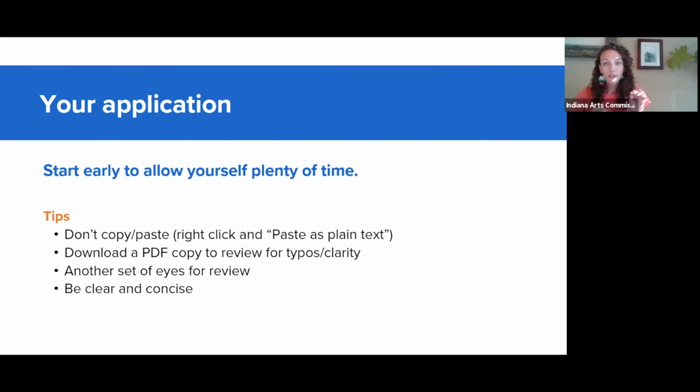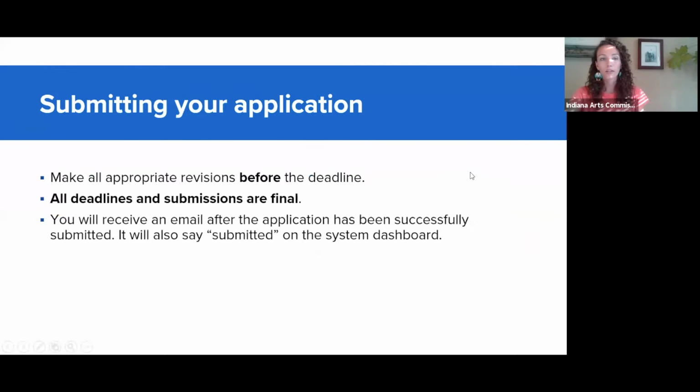And it's always good to have another set of eyes on things for typos or for clarity. Be concise and clear and answer that question directly. You don't need to use all of the character count listed in that application form. Okay, so before you submit, make sure you make all your revisions. We do not make revisions after you submit, except in extreme circumstances. And you need to make that revision before the deadline, but only in extreme circumstances.